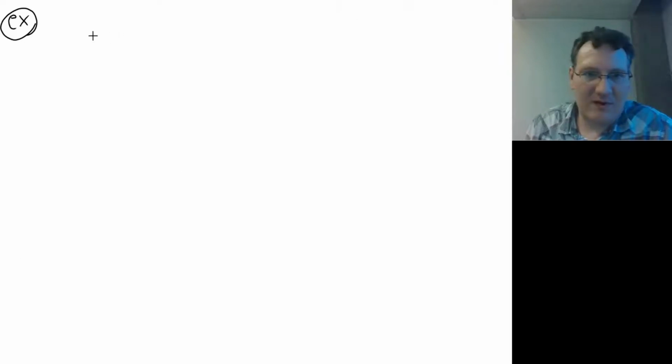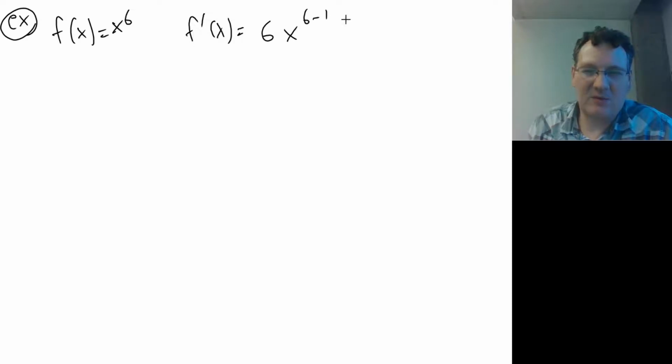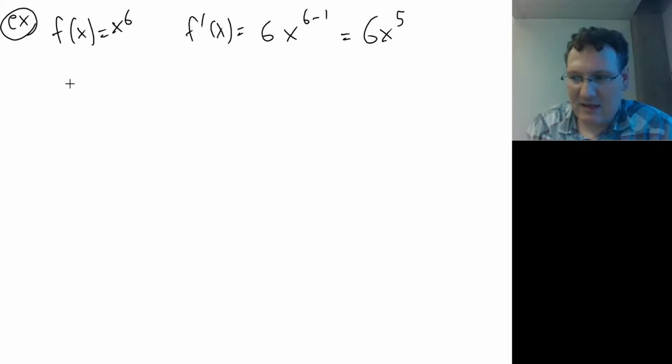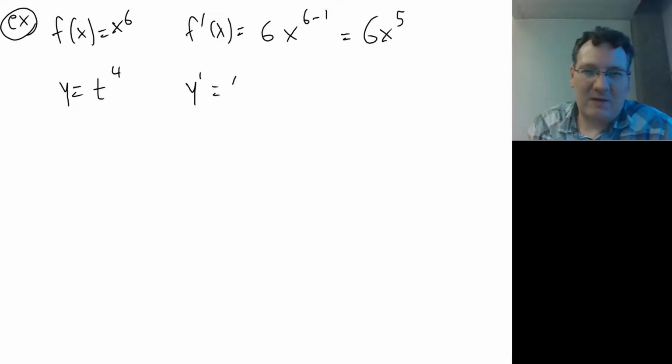Let's find some derivatives. Let's find the derivative first of f of x equals x to the 6th. Well, f prime of x should be 6 times x to the 6 minus 1, which is 6x to the 5th. That's the power rule in action. Let's take y equals t to the 4th and evaluate that. Well, y prime is going to be 4t to the 4 minus 1, which is 4t to the 3rd.